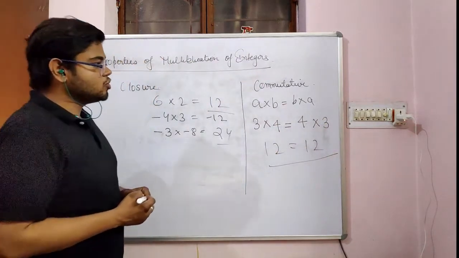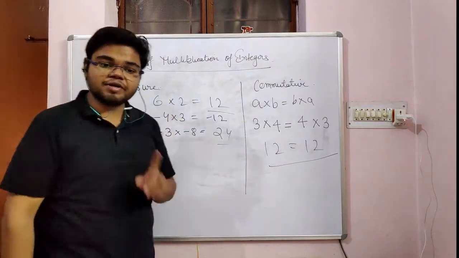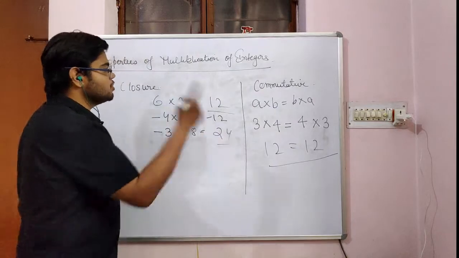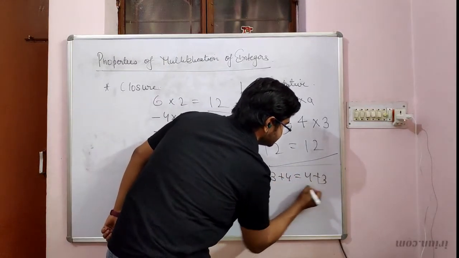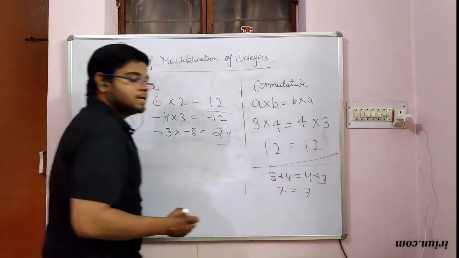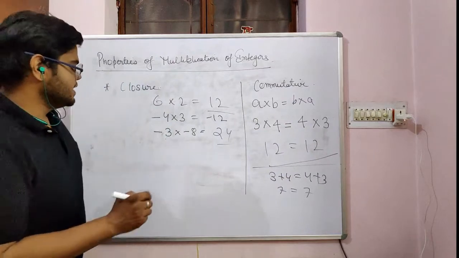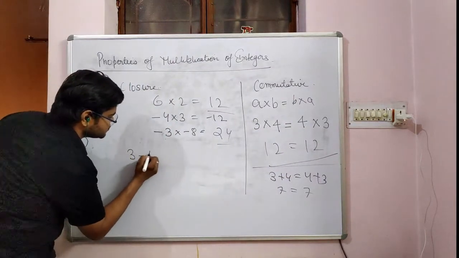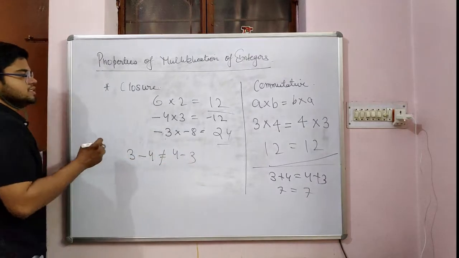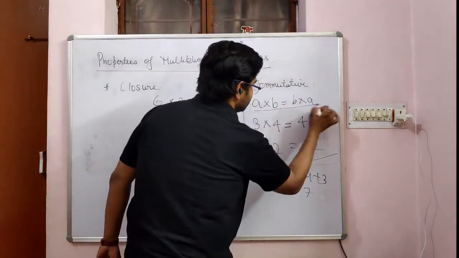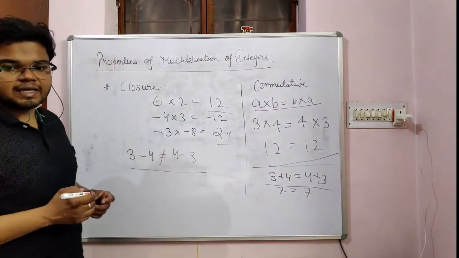So integers are commutative under multiplication, and integers are also commutative under addition. We have already discussed that 3 plus 4 equals 4 plus 3, 7 equals 7. But integers are not commutative under subtraction. We can check from here. Is 3 minus 4 equal to 4 minus 3? No. So integers are commutative for multiplication and addition, but they are not commutative under subtraction.